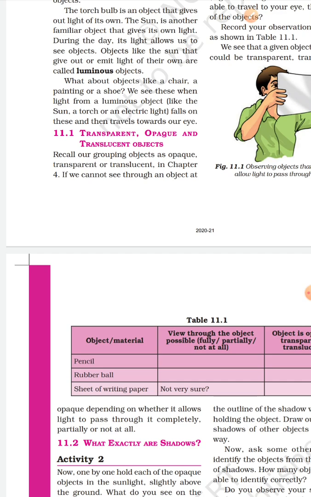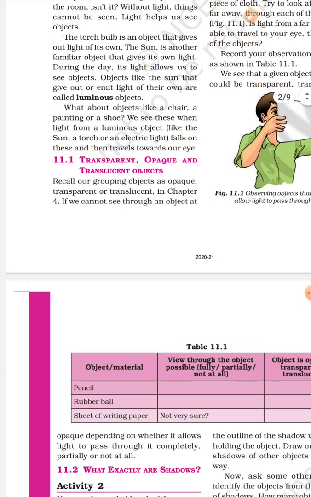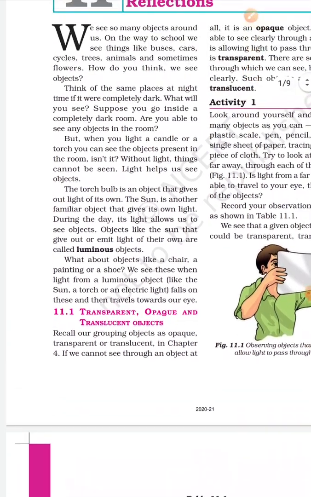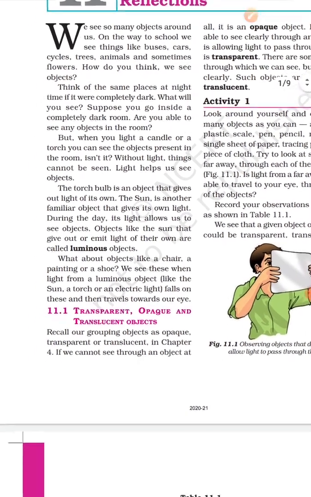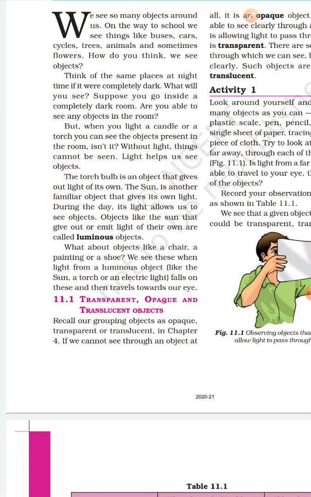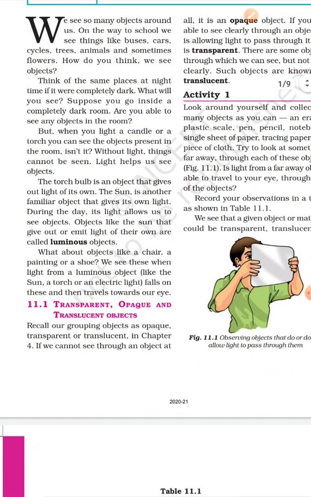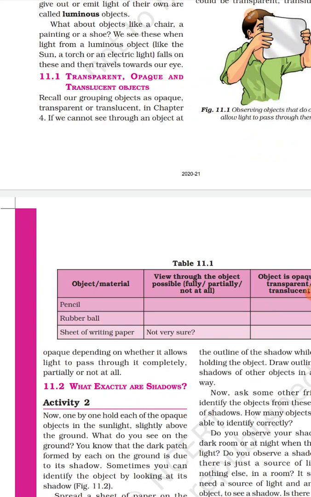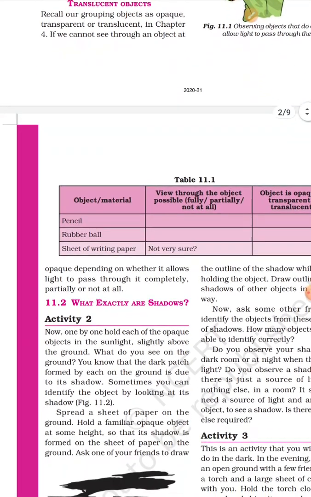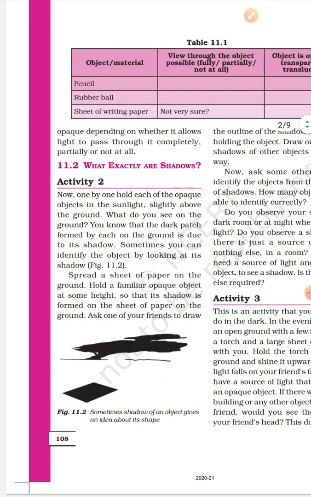And we further divided objects into three different categories: transparent, opaque, and translucent. Transparent materials are those which allow light to pass through them. Translucent objects are those which allow light, but only a very small amount. But in case of opaque objects, they do not allow light to pass through them. So these objects are called opaque objects.